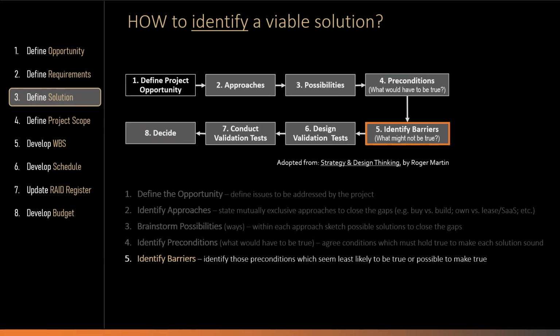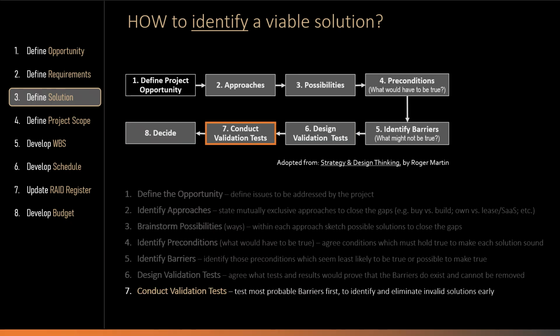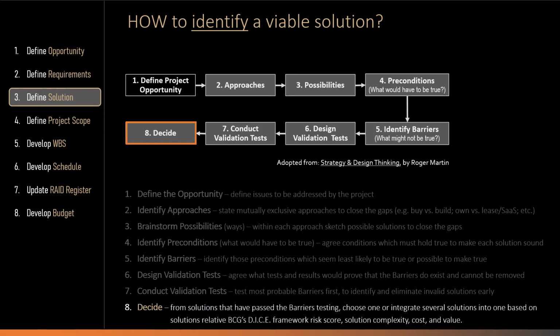After preconditions are identified and agreed, the next step is to identify possible barriers, which are those preconditions that seem least likely to hold true. The sixth step is to design validation tests to test if the barriers do exist and cannot be removed. The seventh step is to execute validation tests and analyze results. Testing should start by testing the most probable barriers to quickly eliminate invalid solutions. And finally, the last step is to decide on the best solution from among those that passed all validation steps.